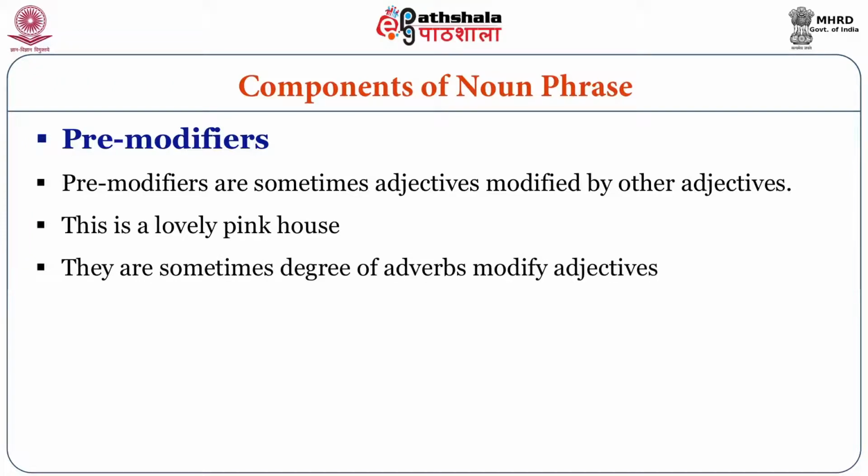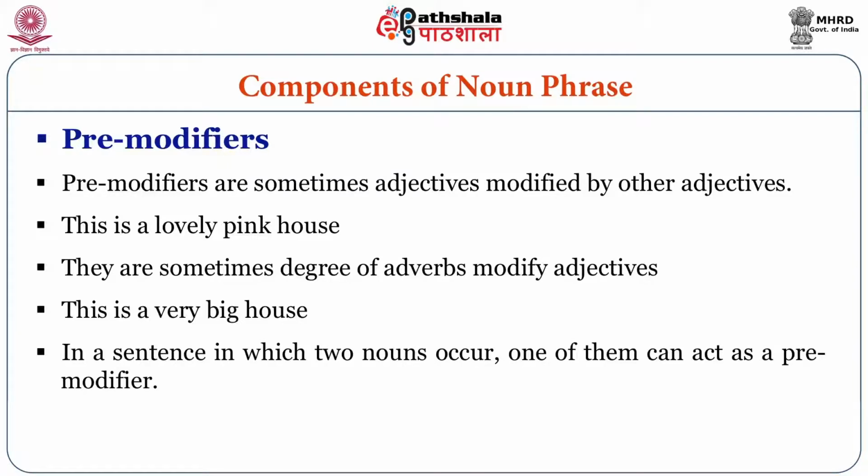They are sometimes degree adverbs that modify adjectives. This is a very big house. Big is the adjective and very big is modifying that particular adjective. In a sentence in which 2 nouns occur, one of them can act as a pre-modifier. Football match is going on. Which match is going on? Football match. So football is the pre-modifier over here.